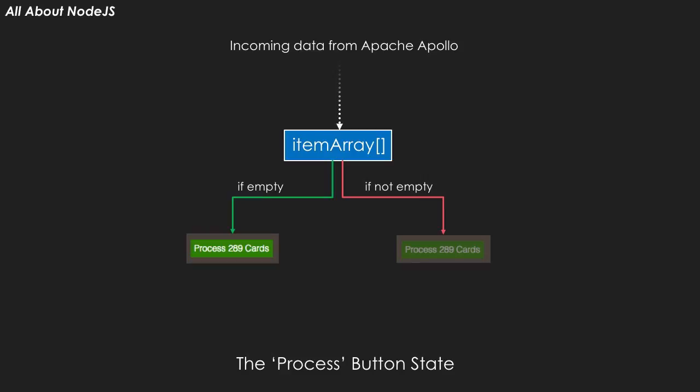On the other hand, if this array is not empty, then it means that we are either receiving or have received data from Apache Apollo, and this means that we do not want the user to be able to click and restart sending the data to Apollo. Another situation is when the user clicks on this button to initiate data publishing to Apollo. This is when we would want our button to be set as inactive.